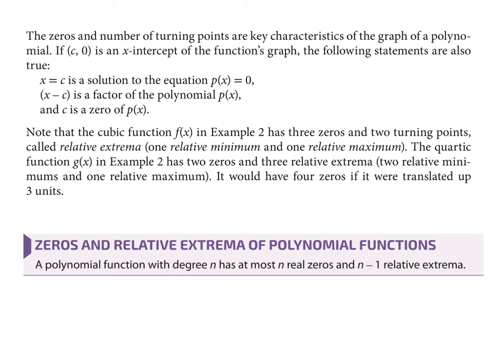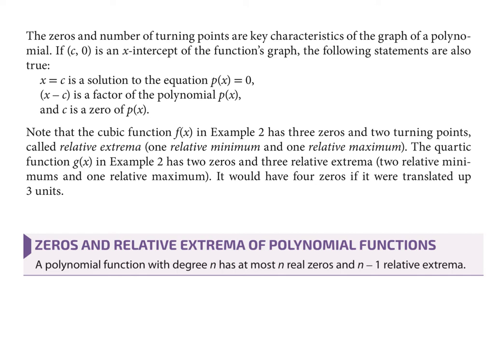The quartic, or the function to the 4th degree, in example 2, had 2 zeros and 3 relatives, 2 relative minimums and 1 relative max. It would have had 4 zeros if it was translated out 3 units, is what it said, because of where the turning points were. So you start to recognize that zeros, or where the function equals 0, actually start telling you information about the function. The first rule that we see about zeros is a polynomial function with a certain degree has at most that number of zeros and at most one less than that extreme.